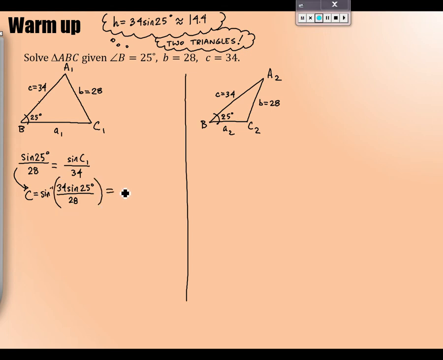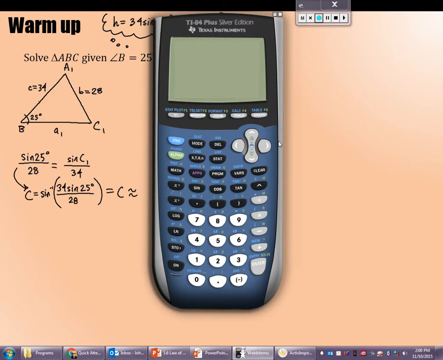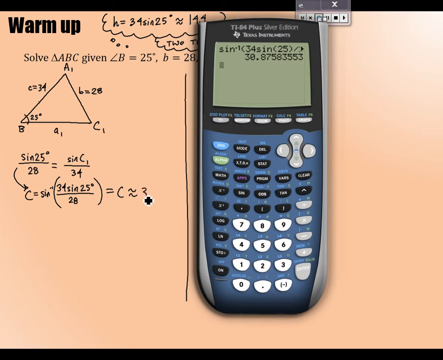So make sure your calculator's in degree mode. And then like we talked about yesterday, briefly at least, you want to store this value when you're done, okay? I want to make sure you're doing this. So 34 sine of 25 divided by 28. And I'm going to store that value in alpha c in my calculator. Did you get 30.9?